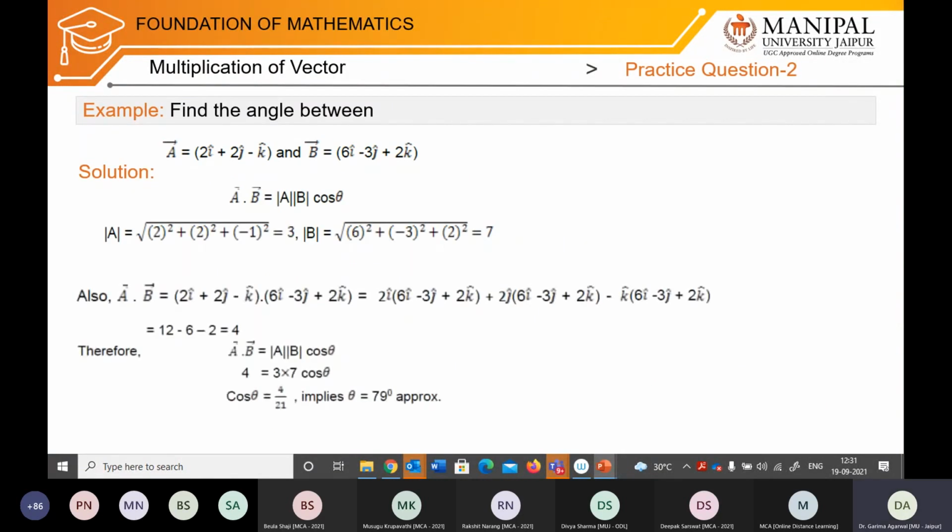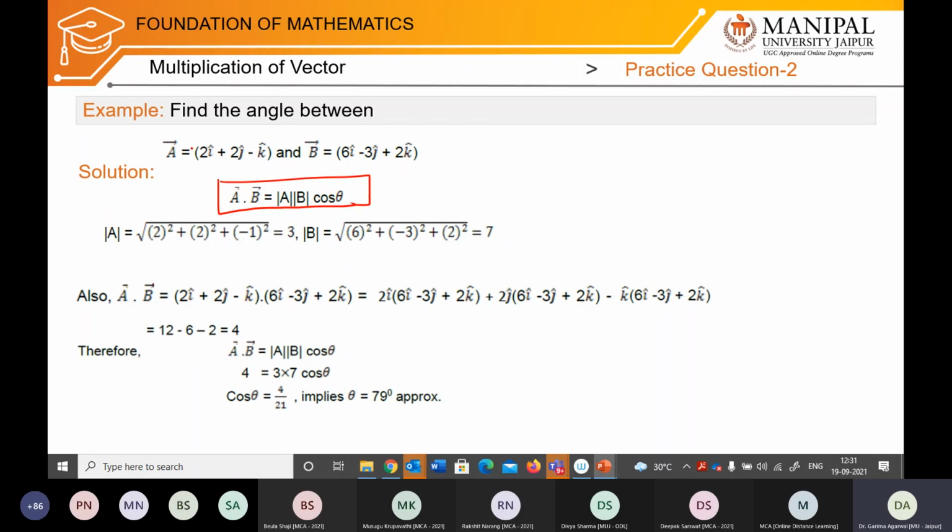Now find the angle between these two vectors. The formula is: A dot B is magnitude of A, magnitude of B cos theta. We have vector A, we have vector B. We can find the dot product of A and B, and the magnitudes of A and B. By substituting all the values, we can find the value of theta, right?